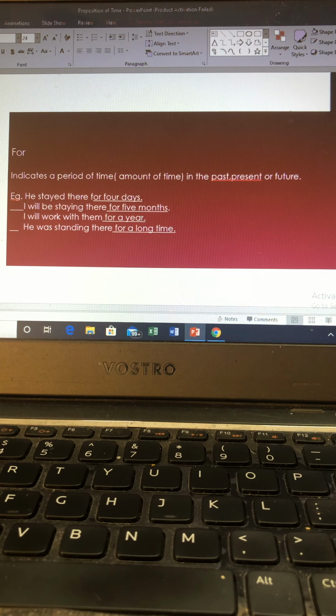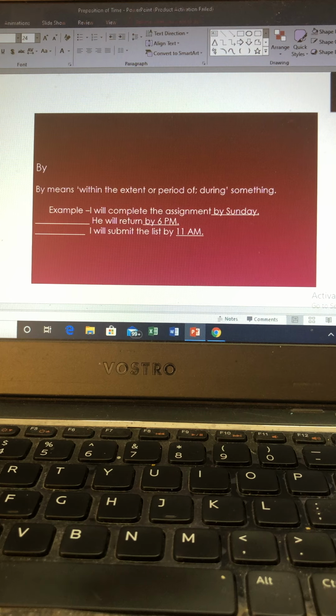So we use the preposition for whenever we are indicating a period of time, an amount of time is specified: 1 day, 2 days, or 1 month, 2 months, 1 year, 2 years. Or if we are not stating the year or month in a specific manner, we are simply saying for a very, very long time. We have not stated specifically for how many days, months, years, weeks. Even if we are saying that, for a very long time, then we use the preposition for. Let's see the other one.